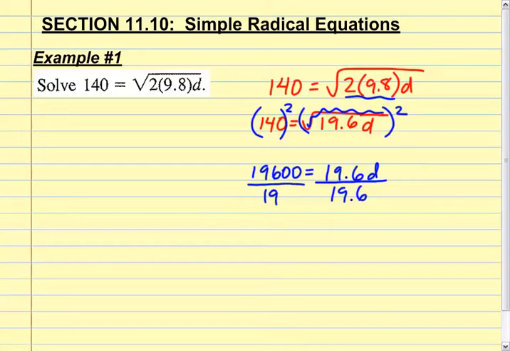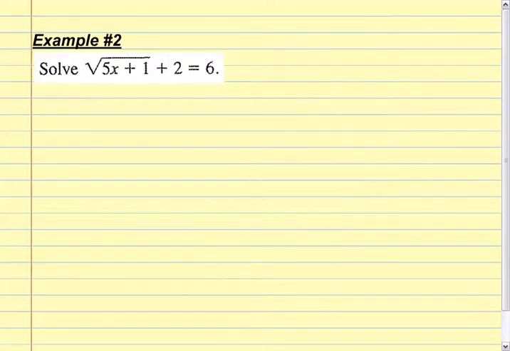I'm going to divide both sides by 19.6. Divide this by 19.6, and I get that d is equal to, what is that, 1,000? Perfect. Easy stuff. Remember, get the square root by itself, then square both sides, and then solve for the variable. Now, let's look at the next one.